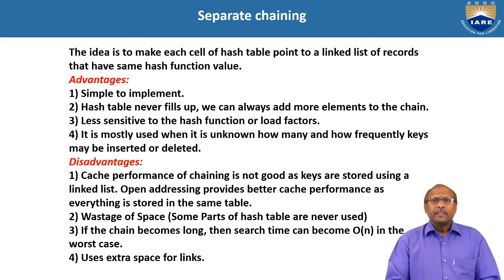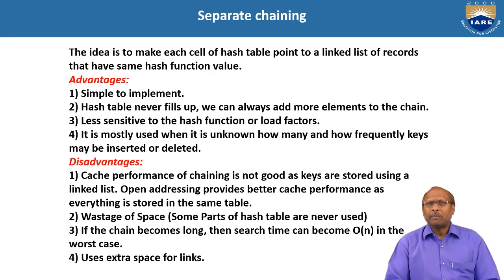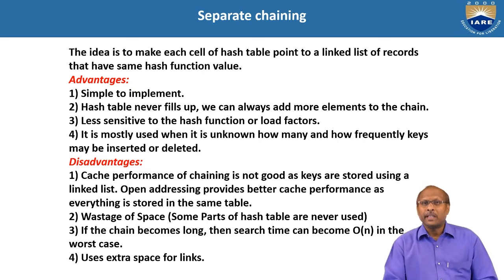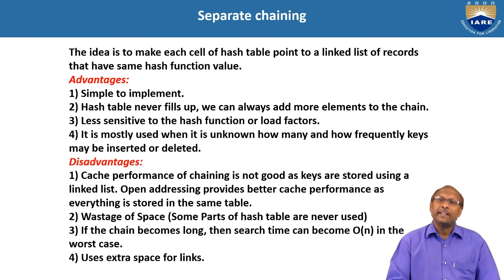The disadvantage is that the cache performance of chaining is not good, as keys are stored using a linked list. Open addressing provides better cache performance as everything is stored in the same table. And there is a wastage of space because it maintains a linked list. Every node points to one more node, so additional memory will be required. If the chain becomes long, then search time can be order of n, so instead of order of 1, it may go to order of n. It uses extra space for links. These are the disadvantages. So whenever collision occurs, you can use the chaining technique by arranging the data in a linked list pattern.